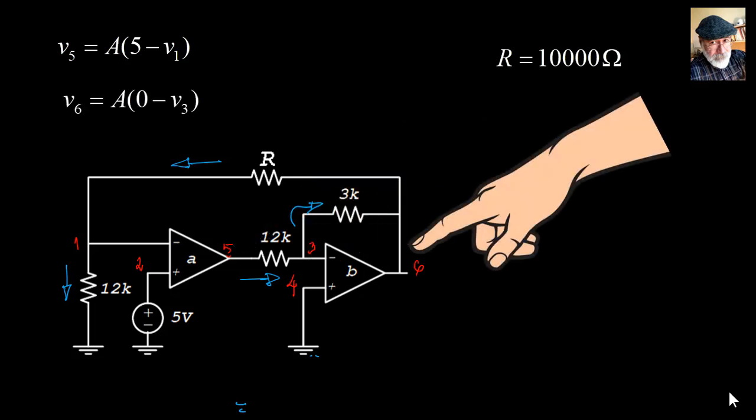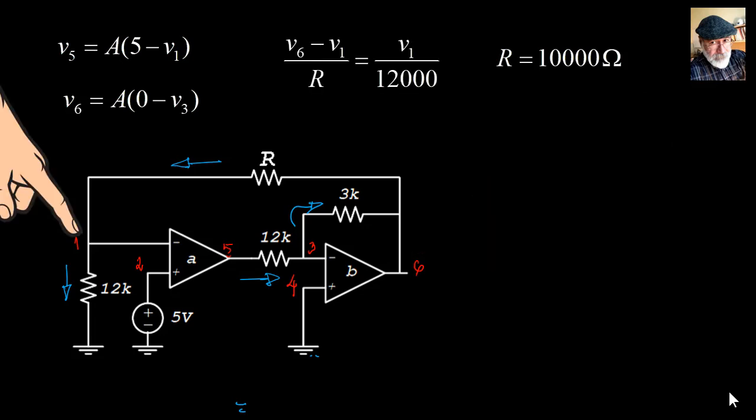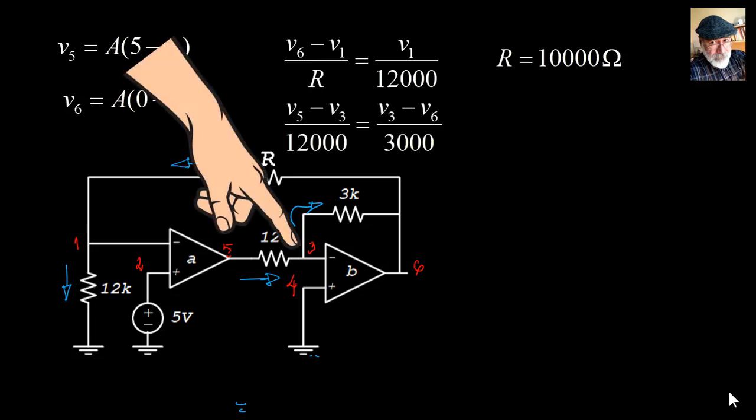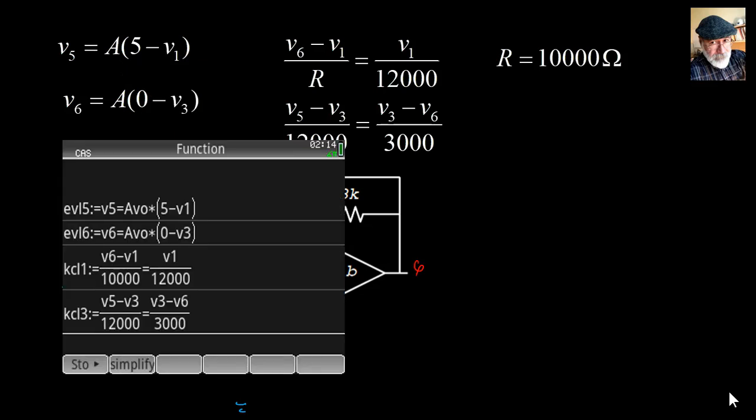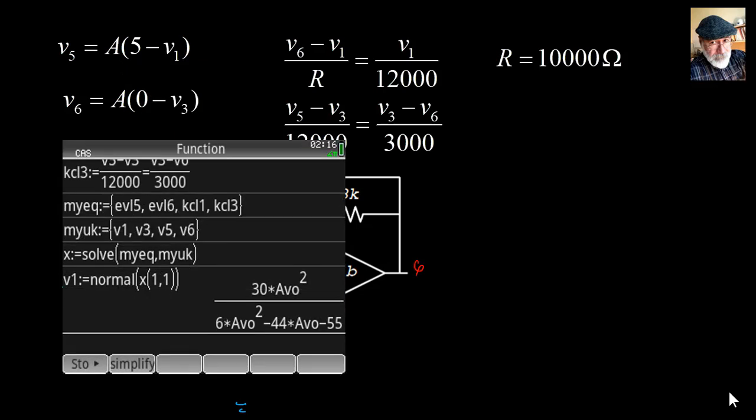And for the second one, the same thing, evil equation for node 6. V6 is A times Vp minus Vn. In this case, Vp is 0, and Vn is V3. We write a KCL equation for node 1, KCL equation for node 3. We enter them in the calculator and solve.